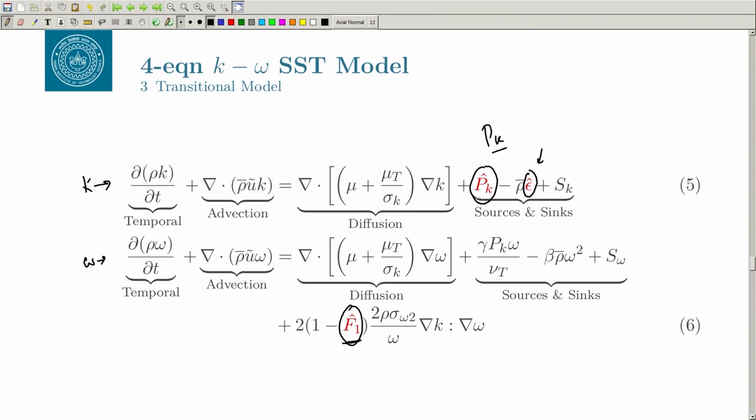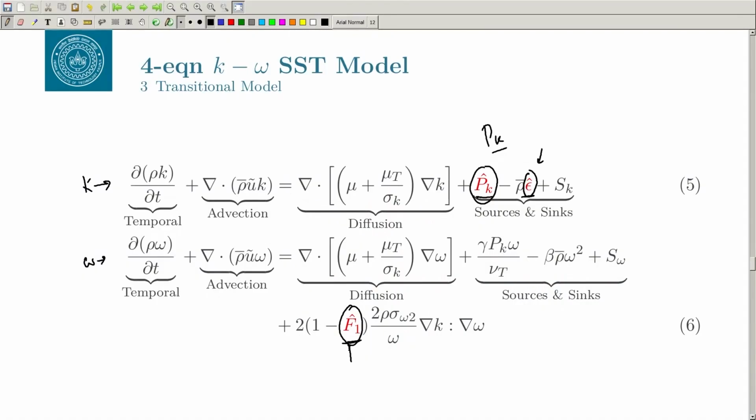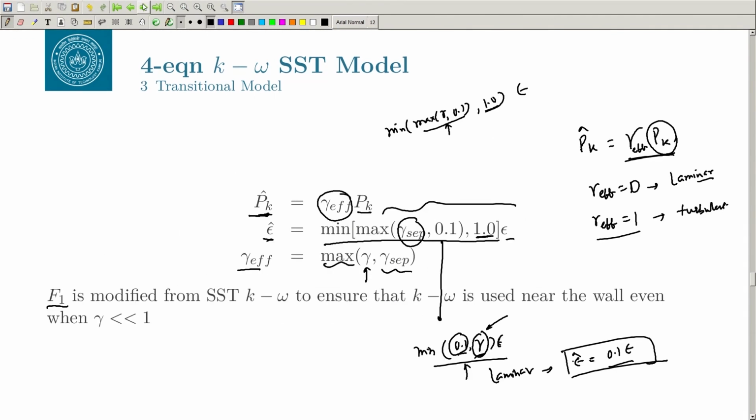Because of these changes, now the Pk and epsilon depend on the gamma. It may be possible that the idea we had originally, that it should go back to the k omega equation near the wall, may not work with the original blending function. So, that blending function is also modified to ensure that we have k omega very close to the wall, even when the gamma is very small or gamma is equal to 0.